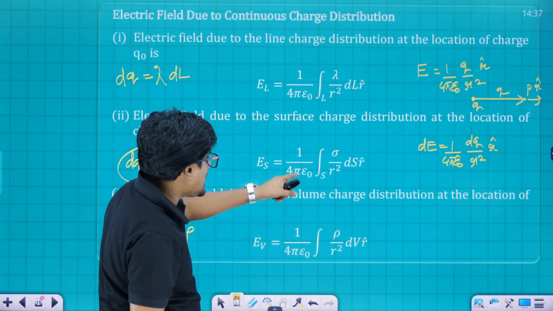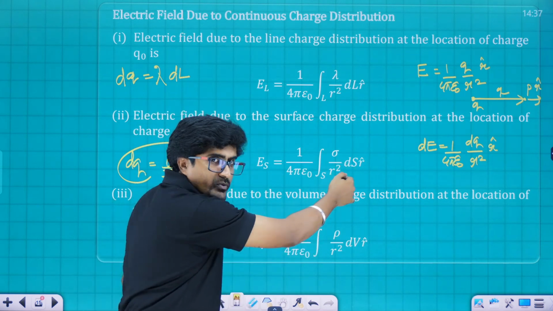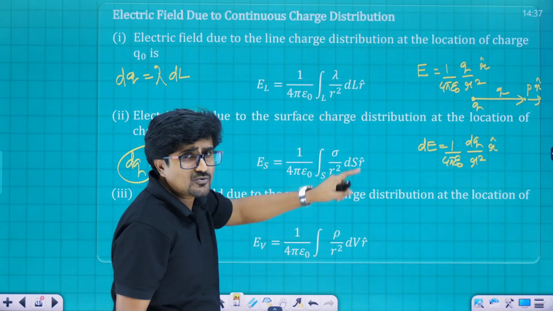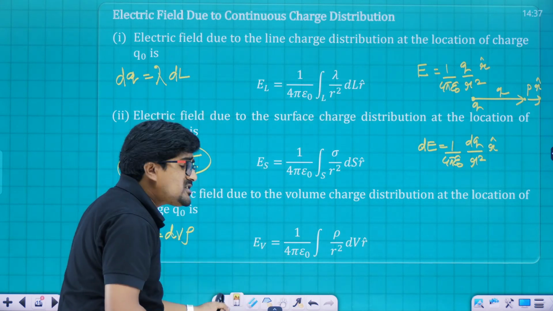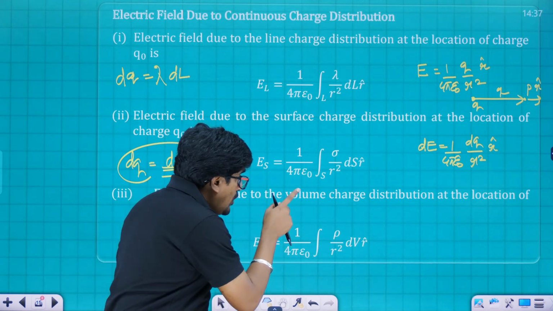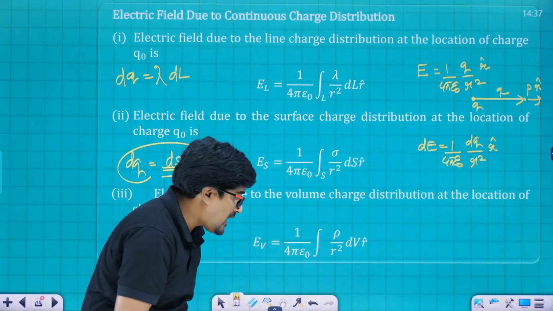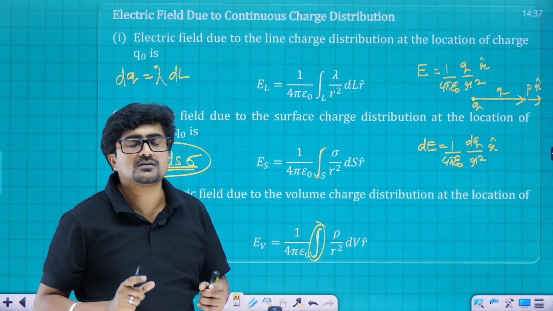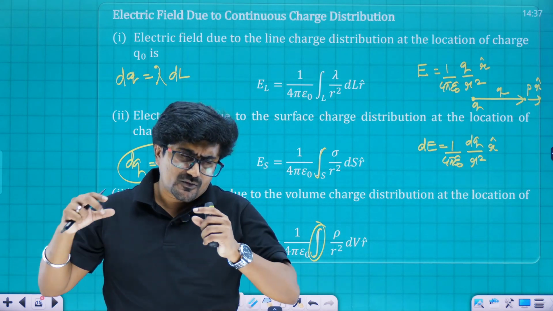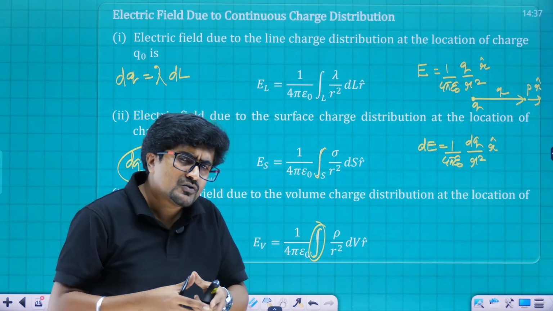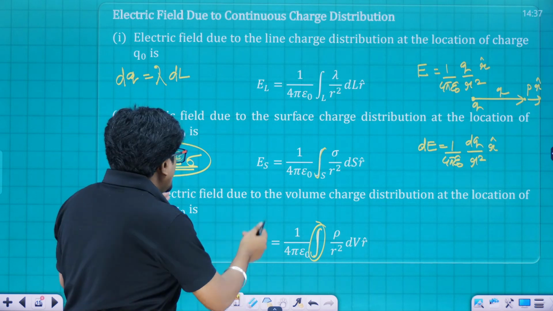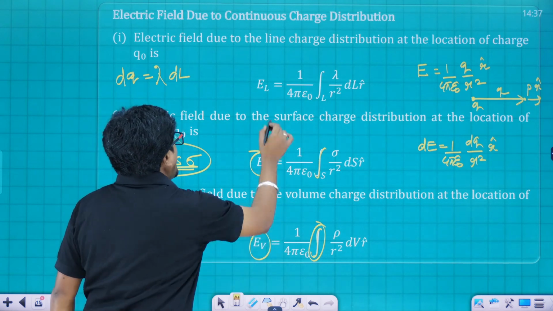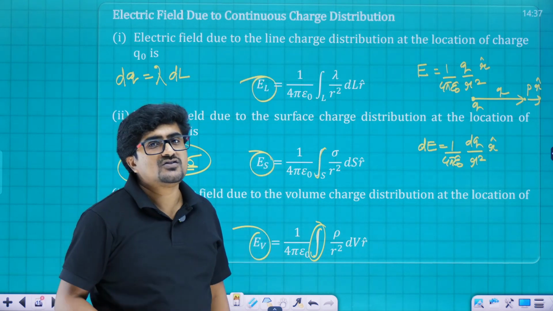You can see here it's 1 divided by 4 pi epsilon naught, integral of sigma ds divided by r square times r cap, and here it is 1 divided by 4 pi epsilon naught, integral of lambda into dl divided by r square into r cap, and here for volume charge distribution is 1 divided by 4 pi epsilon naught, integral of rho into dv divided by r square into r cap. Integration symbols, I think you might be getting it right. Integration symbols means the summation of small charges. All right, small charges were there, so addition of those small charges altogether give the resultant electric field, that is ES for surface charge distribution, EV for volume charge distribution, and EL for linear charge distribution.